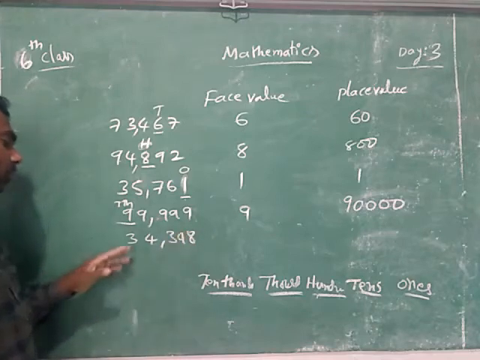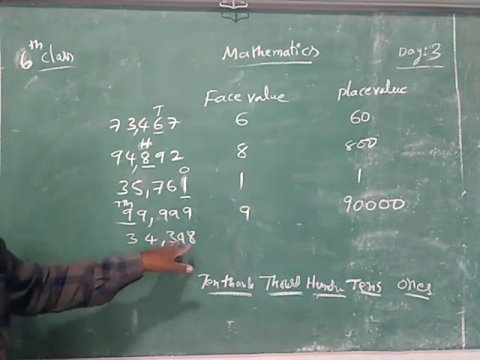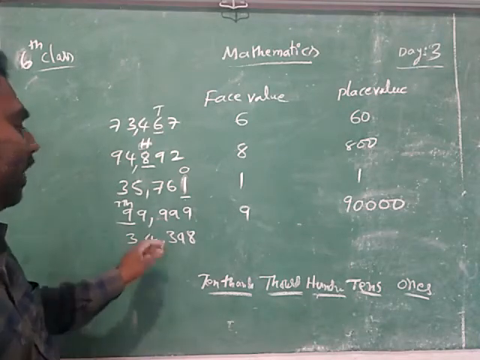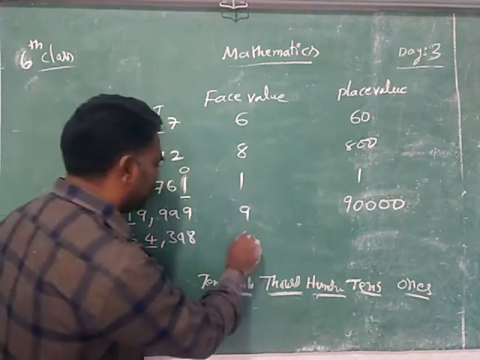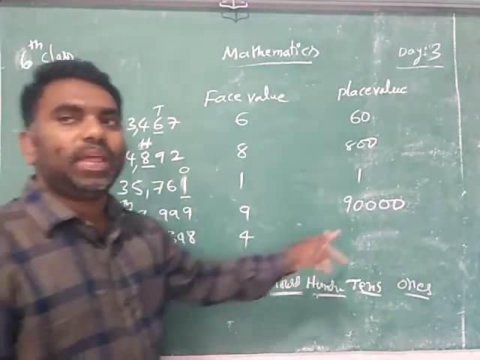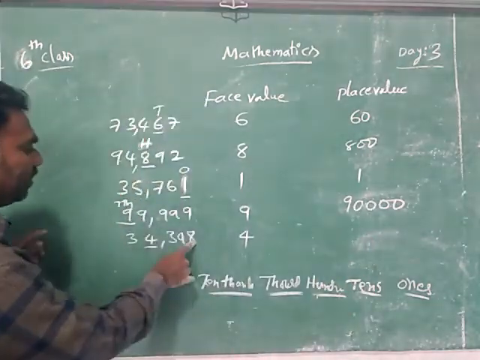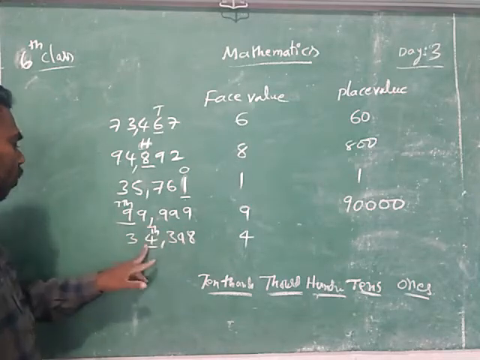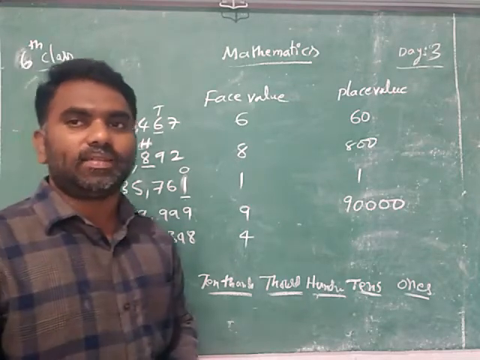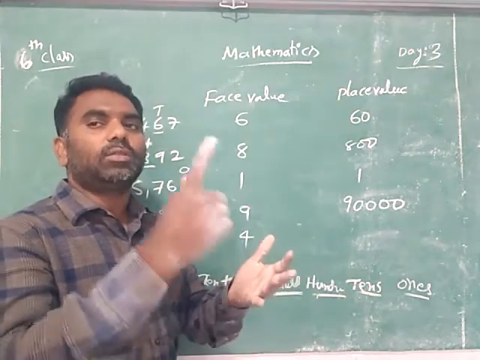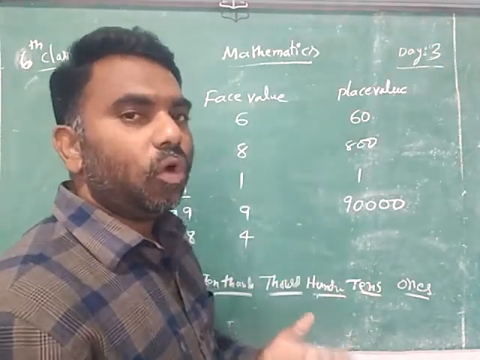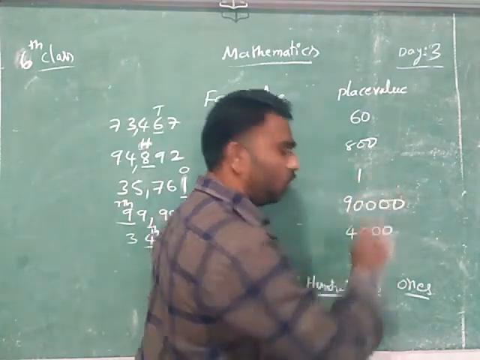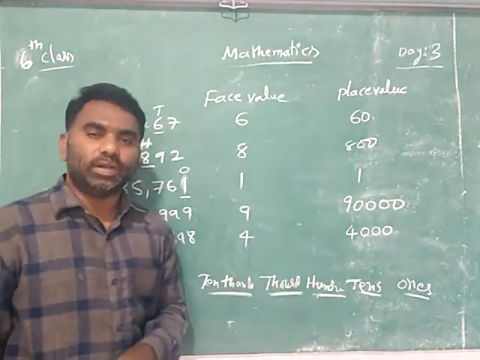What is this number? 34,398. What is the face value of this underlined digit? Yes, it is 4. What is the place value of that? Ones, tens, hundreds, thousands. 4 is in thousands place. 4 is in thousands place and 4 thousands will become 4,000.